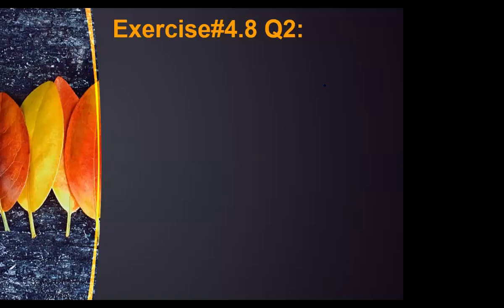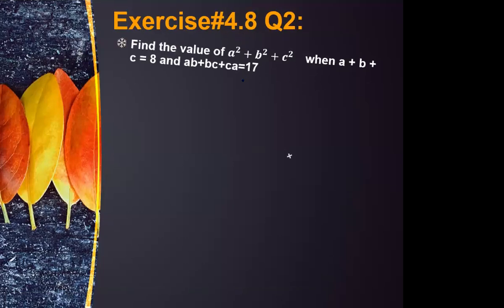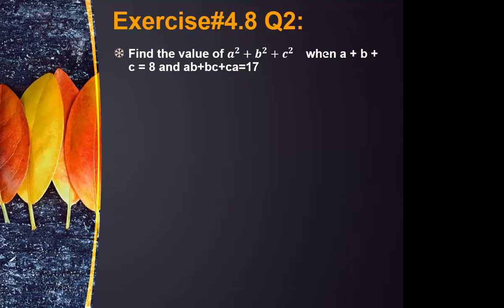Now, next is this one, exercise number 4.2. Next question is question number 2, which is find the value of a square plus b square plus c square when a plus b plus c is equal to 8 and ab plus bc plus ca is equal to 17, right? So you have to solve it according to the formula.